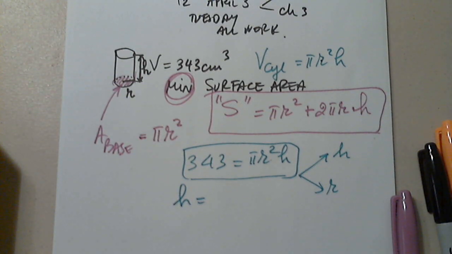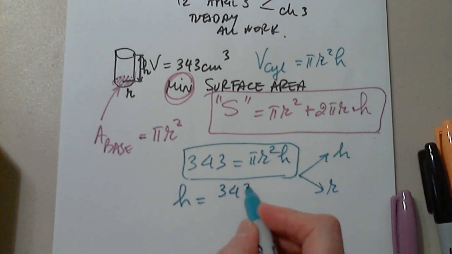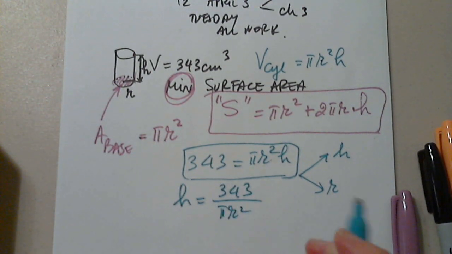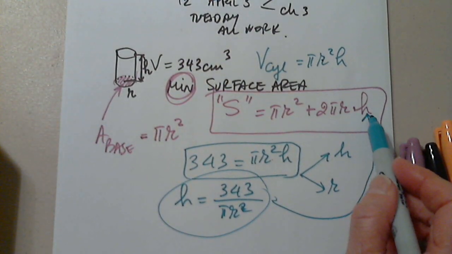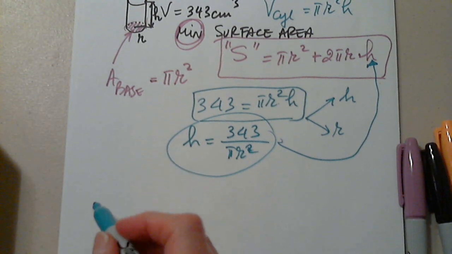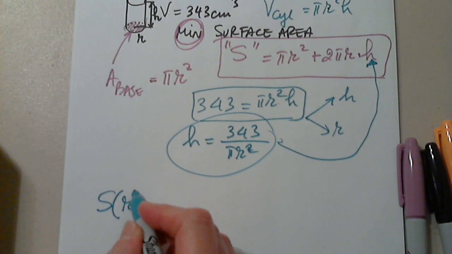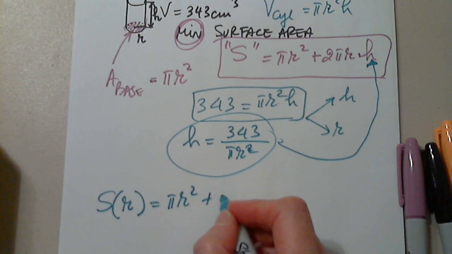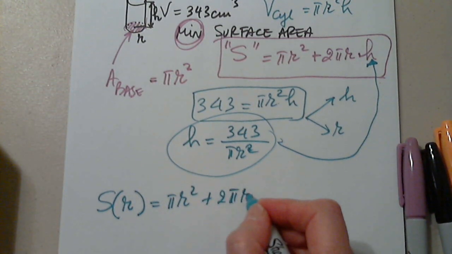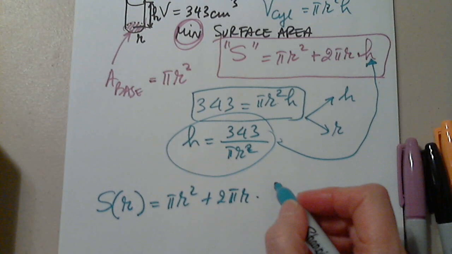Anyone, please? We did 343 divided by pi r squared, yeah, of course. That's exactly what it is. So h is 343 divided by pi r squared. I will plug this in here. Now S is indeed a function of one variable only. We have pi r squared plus 2 pi r times this.